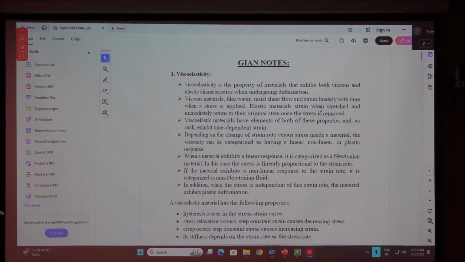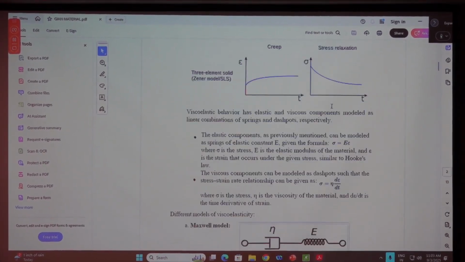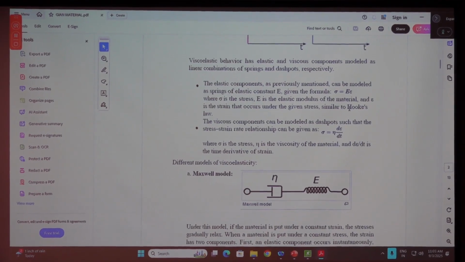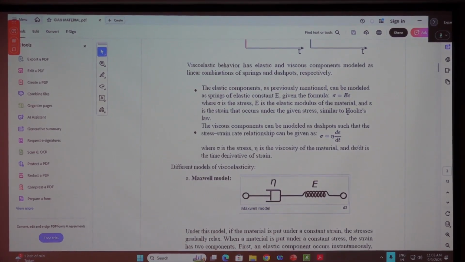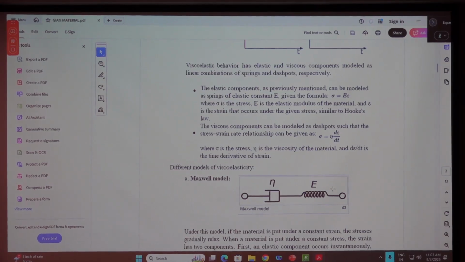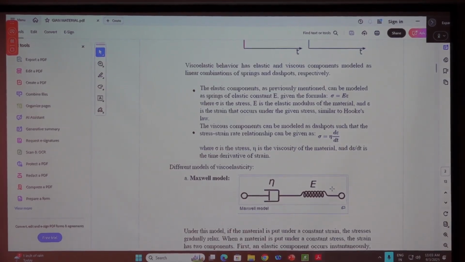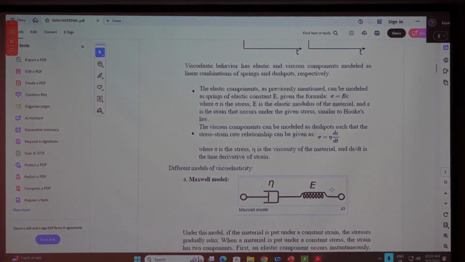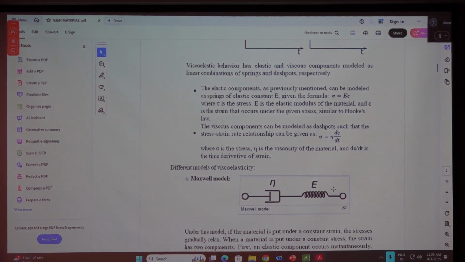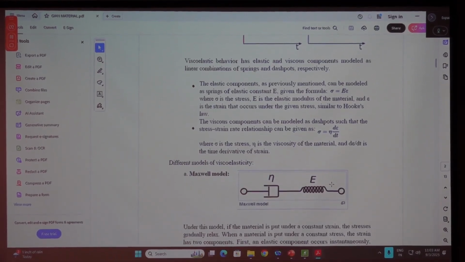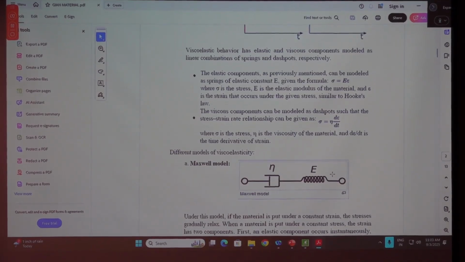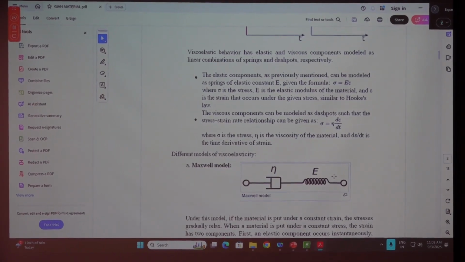If we consider a very simple case of the Maxwell model, a dashpot is connected in series with the spring element. When we subject that to a loading condition, this model effectively tackles the stress relaxation behavior. But the problem with this model is that it cannot effectively tackle the creep phenomena. You are getting my point?